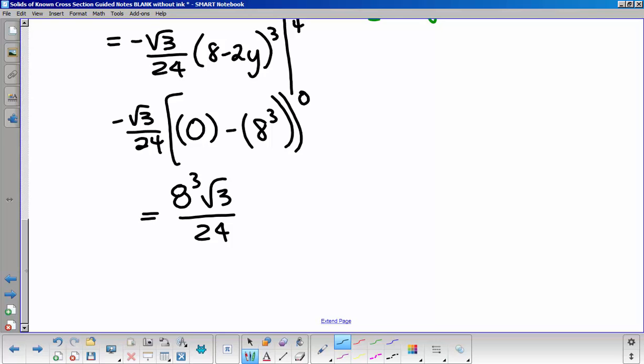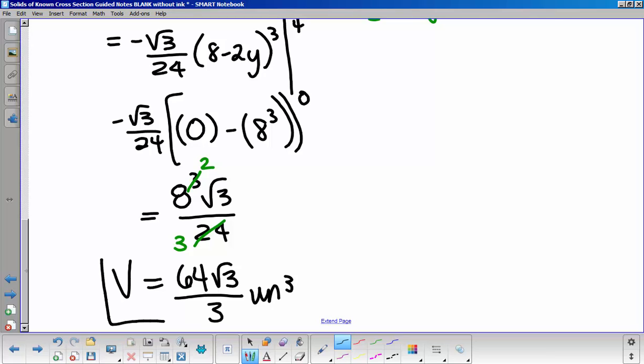Can we do our little fancy reducing again? 24, and then I have 8 squared over here, right? Yes, 64 root 3 over 3. So that's our volume.